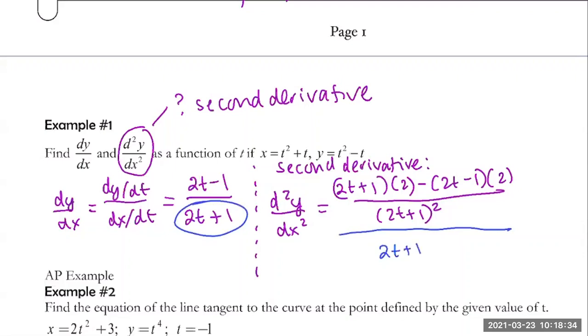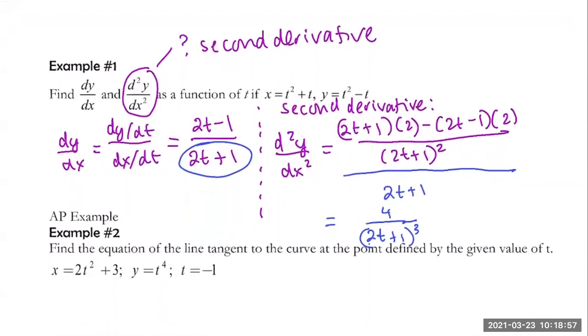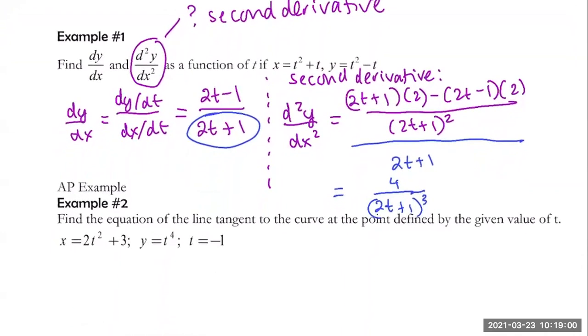If this is a free response, you don't have to simplify that, obviously. But if you were to simplify this, you would multiply out the top and then combine like terms and then bring the 2t plus 1 up as times 1 over 2t plus 1. The expression that you would get if you were to simplify is 4 over (2t plus 1) cubed. Questions so far?